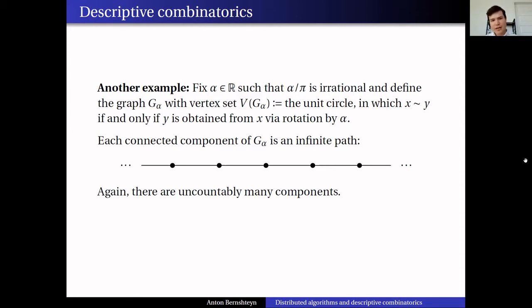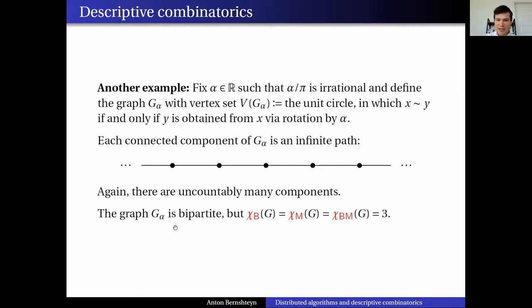It looks very simple. So again, there are uncountably many components in this graph. Every connected component is countable, and there are uncountably many vertices because every point on the circle is a vertex. But every individual component looks very simple. So really, the graph is just uncountably many copies of this infinite path, somehow put together into this graph so that the vertex set becomes a unit circle.